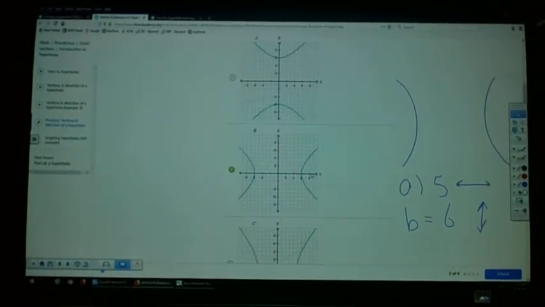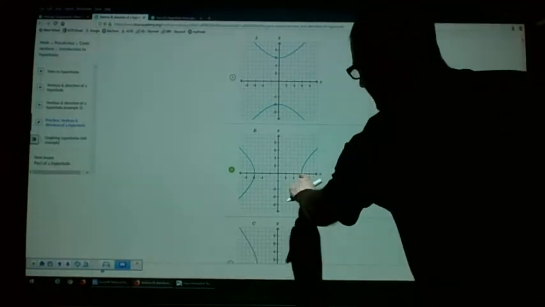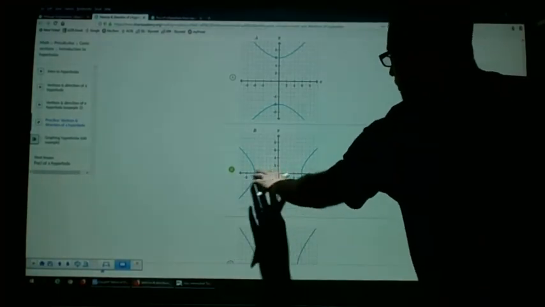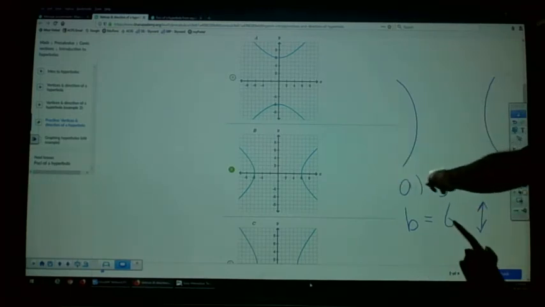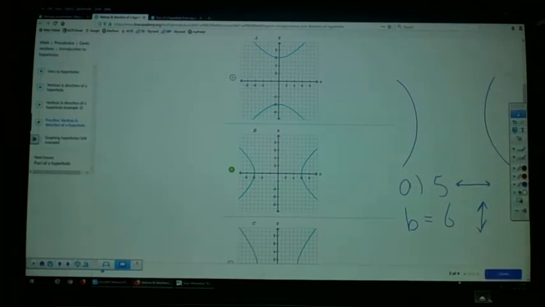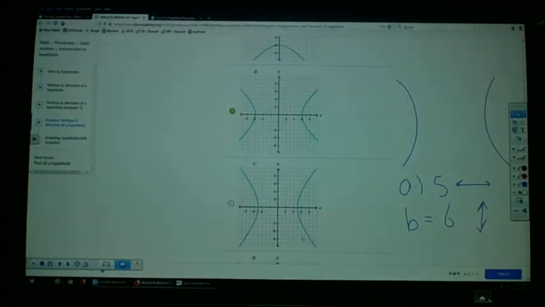And that one actually looks pretty good, except that's on the 6. That's not right. It's horizontal. It's got the right orientation, but that horizontal radius should be 5, not 6. We want this one where that horizontal radius from the center at 0, 0 goes out to 5. It is C.